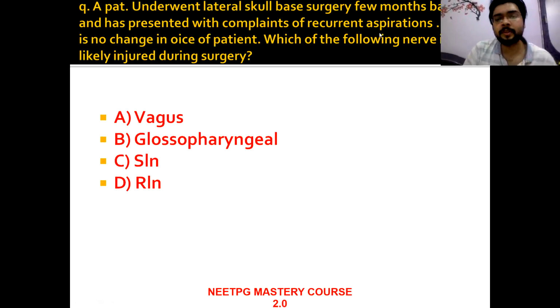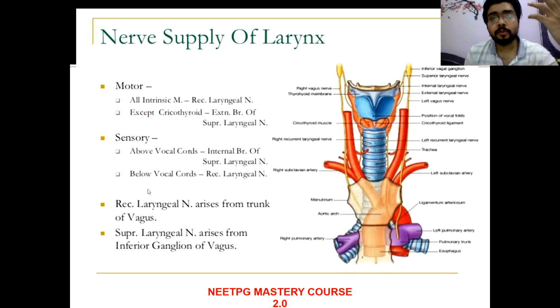So recurrent aspiration: aspiration is one positive finding. There is no change in the voice of the patient, so one negative finding from the history is that the voice of the patient is normal. Which of the following nerves is most likely injured during the surgery? Vagus nerve, glossopharyngeal nerve, superior laryngeal nerve, and recurrent laryngeal nerve. We will answer this once we go to our basics, and then we will come back to this question.